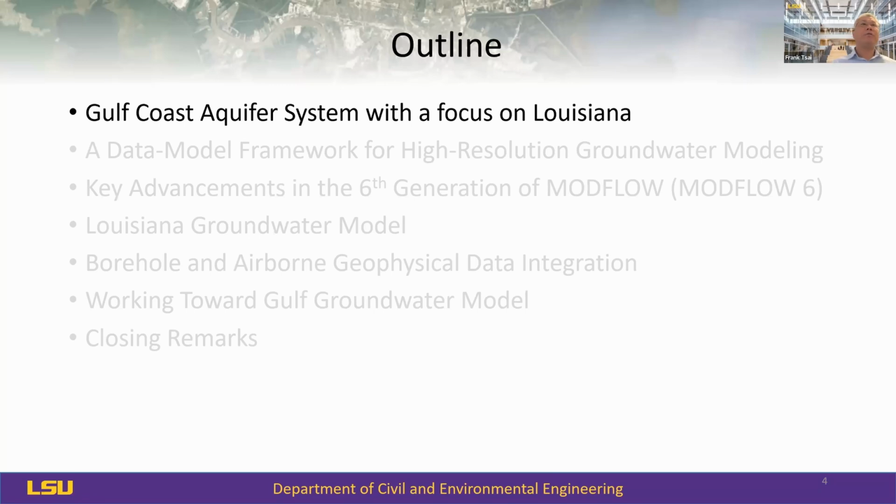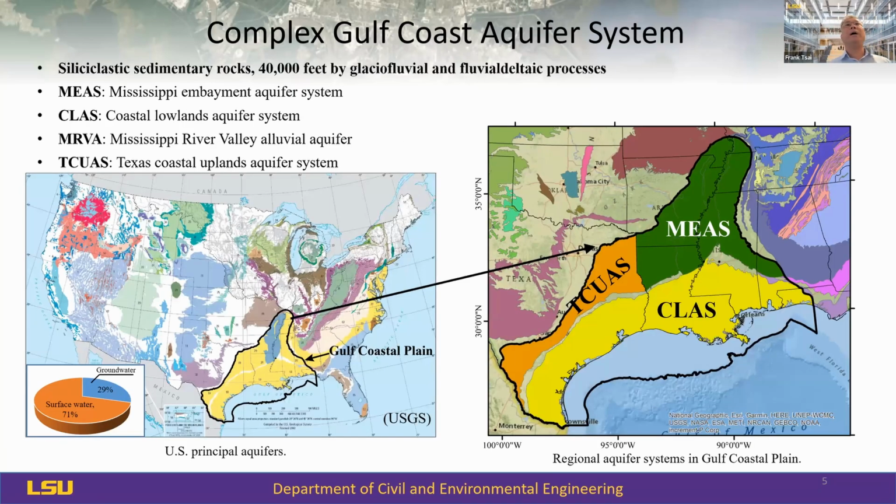So the first topic is the Gulf Coast aquifer system, which is very complex. The figure to the left shows the U.S. principal aquifers. As you can see, the study area is focused on the Gulf Coast aquifer system in the southeastern United States. This aquifer system consists of sedimentary rocks that can be as deep as 4,000 feet below land surface, created by glacial fluvial and fluvial deltaic processes, which create a very complex deposition of alluviums.